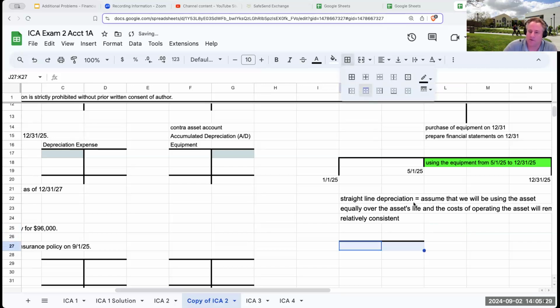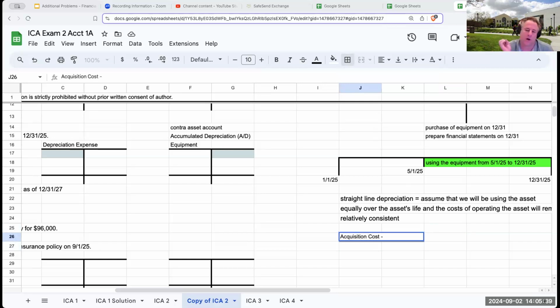Well, we're going to do that right now. The way we calculate it is, over here is my acquisition cost, or the cost to get that equipment up and ready for use. So if I had to pay installation fees, taxes, not regular ones, but sales tax, anything, all costs related to getting that equipment ready for its intended use, that is my acquisition cost.